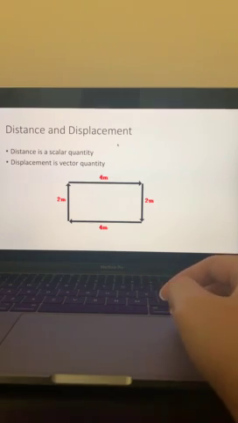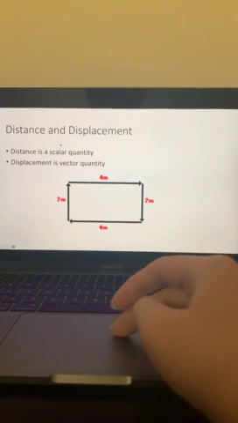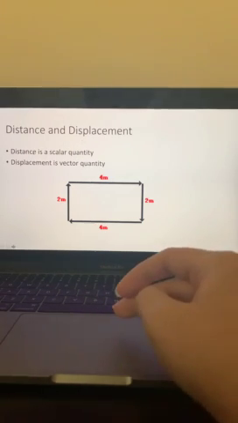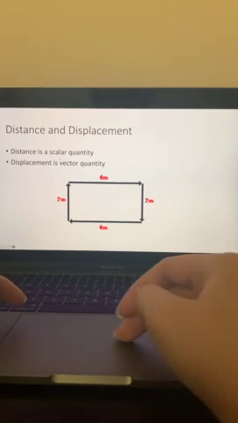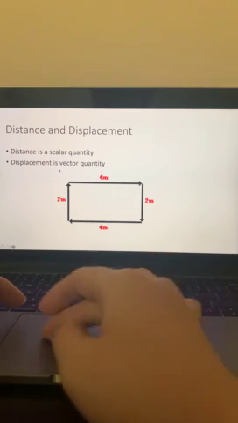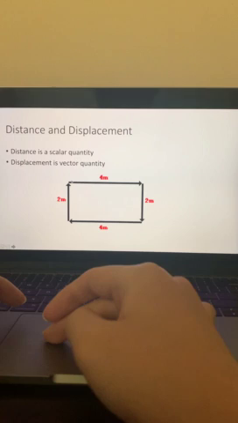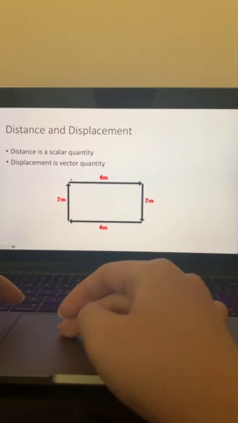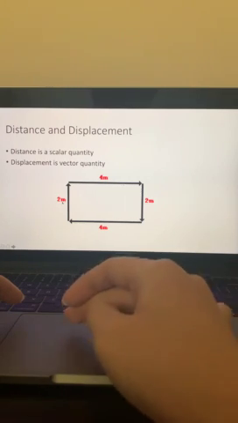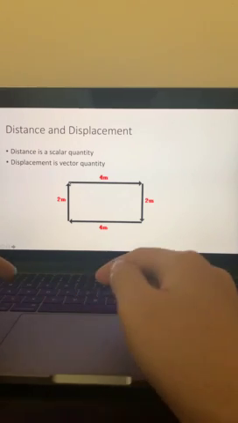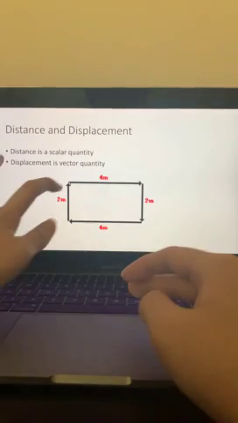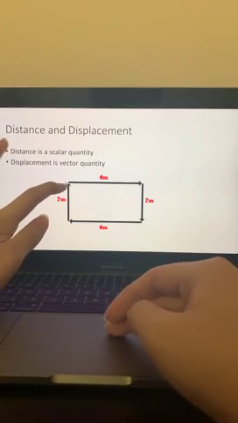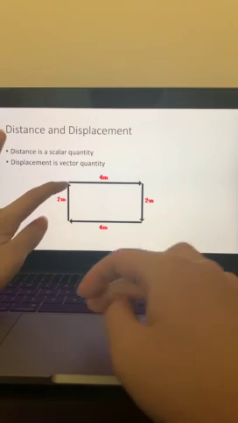Okay, so in one dimension motion, it has distance or displacement. Here I said that distance is a scalar quantity and displacement is a vector quantity. The difference is that for distance, you can see that the distance will be 4 times 2 times 4 times 2. And for displacement, the displacement will be 0, because if there is a person right here, then she goes back right here again, right? So the displacement will be 0.